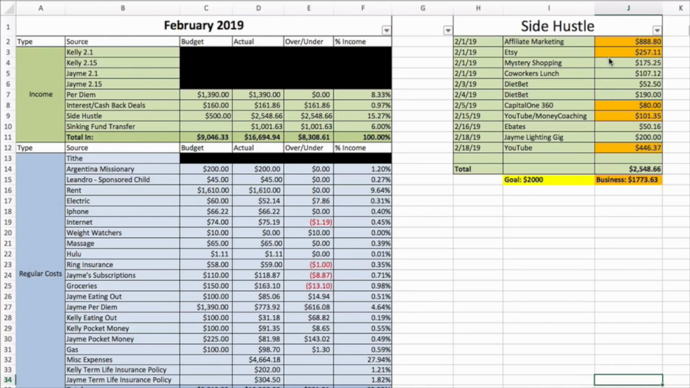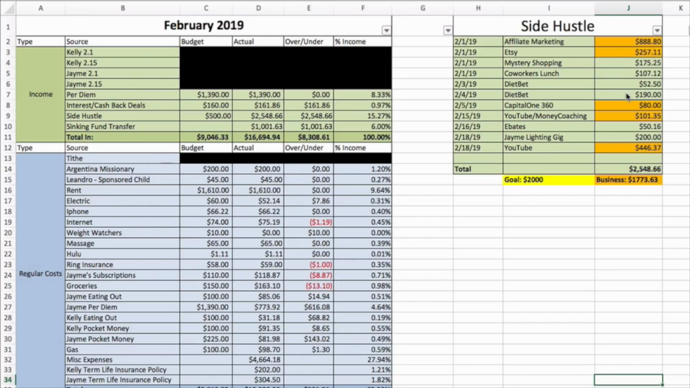Etsy, this is for my Etsy templates. I received $257.11. That's minus the fees that Etsy takes out. Mystery shopping, $175.25. Co-worker's lunch, $107.12. I was only cooking meals for one coworker. Now I'm cooking for two.